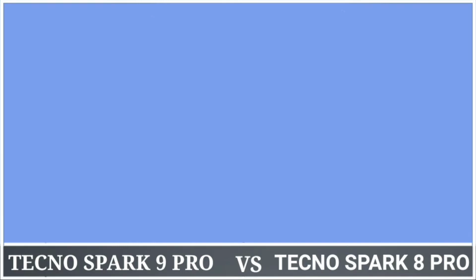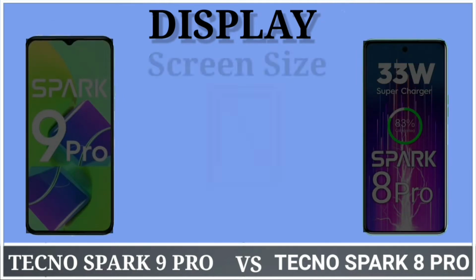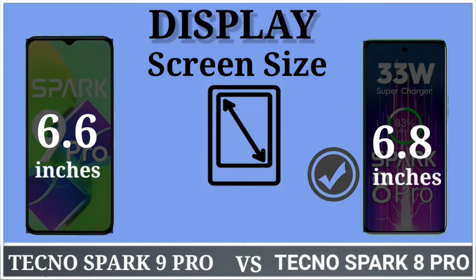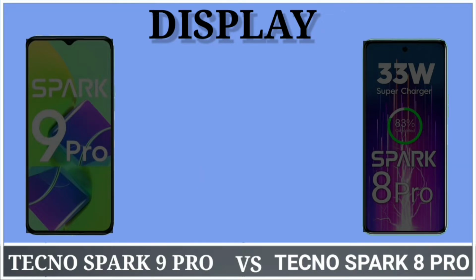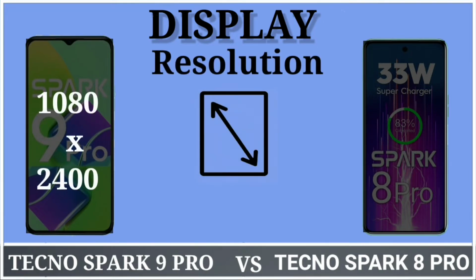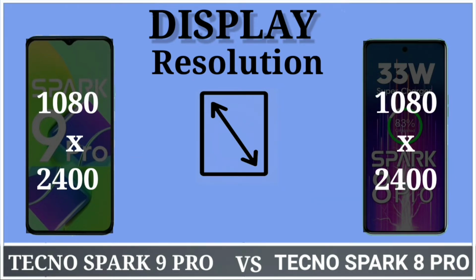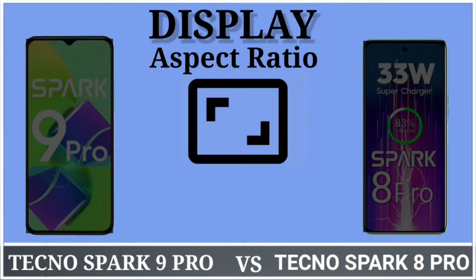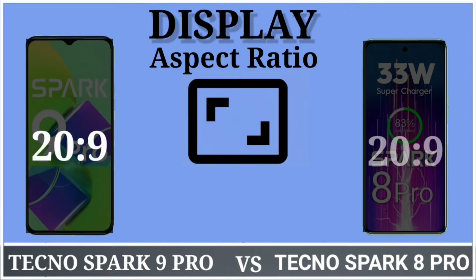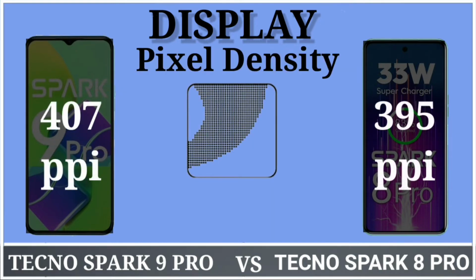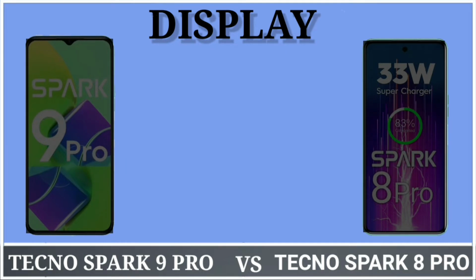Let's talk about display in detail. Screen size. The Spark 9 Pro has a 6.6 inch screen size and the Spark 8 Pro has 6.8 inches. Resolution. Tecno Spark 9 Pro and Tecno Spark 8 Pro both phones have 1080p resolution. Aspect ratio. Both phones support 20:9 aspect ratio. Pixel density. Tecno Spark 9 Pro is 407 ppi and 8 Pro is 395 ppi pixel density.